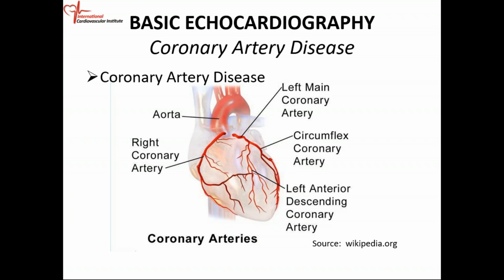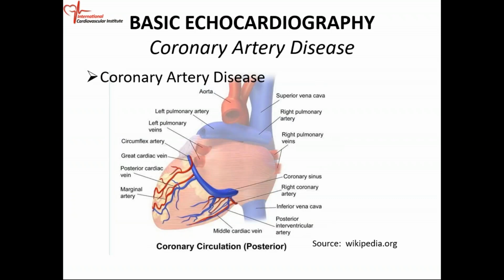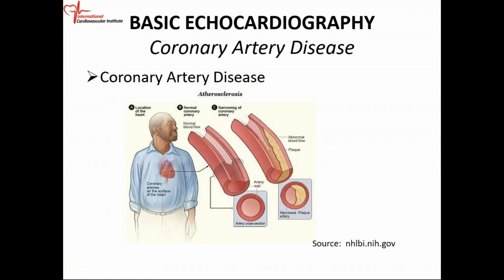So when we do echo, we always talk about the segments, and we talk about a 16 or a 17 segment heart. Okay. So again, the circumflex loops around the back of the heart. Okay, all right. So this is the process that we're talking about. In young kids, the blood vessel lumen is relatively smooth. There's no impediment to blood flow. So it's a normal coronary artery.